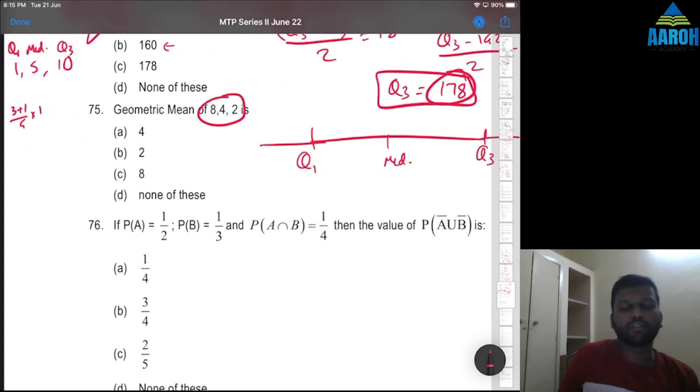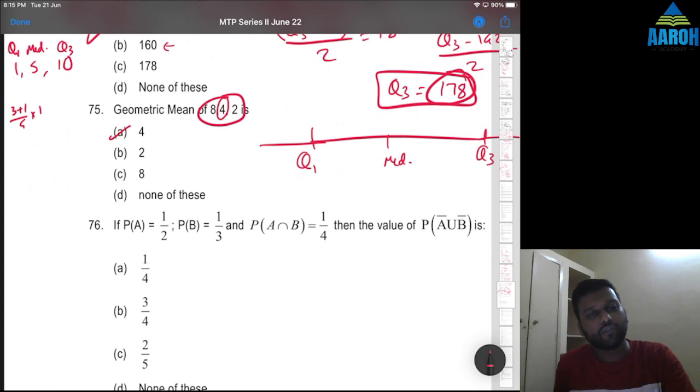Geometric mean of 8, 4, 2 is 8 into 4 into 2 raised to 1 by 3. If you see, they are in GP, geometric progression, so the middle term is going to be their GM, which is 4. Okay, next, 76.